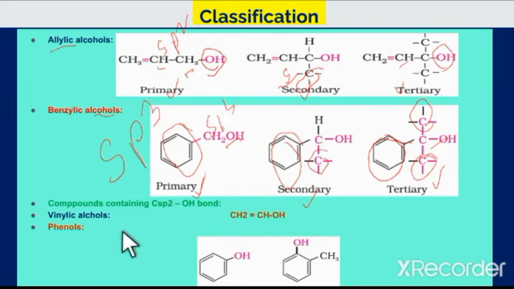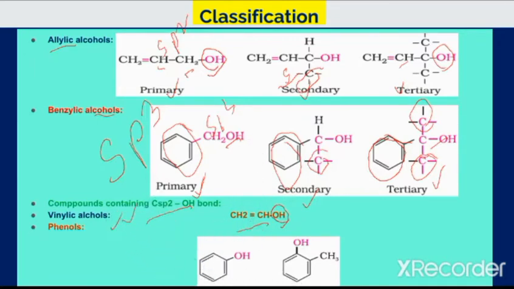Next one, the compounds in which the carbon bonded to the OH undergoes sp2 hybridization. In that case we mainly get two kinds of compounds. One is vinylic alcohols, and the other one is the phenols. Vinylic alcohols are aliphatic systems consisting of a double bond, where one of the double-bonded carbons is bonded with the hydroxy group. Those come under the vinylic alcohols.